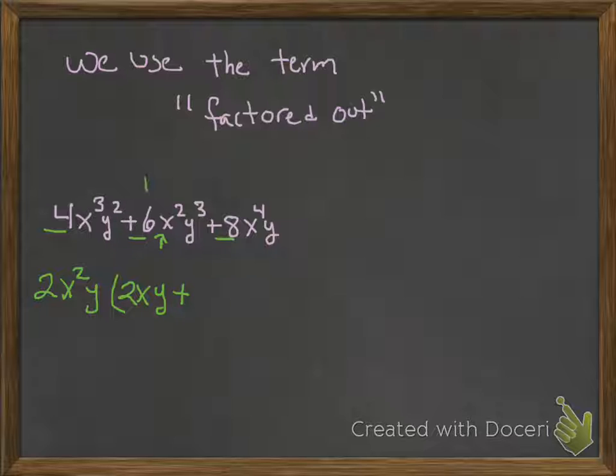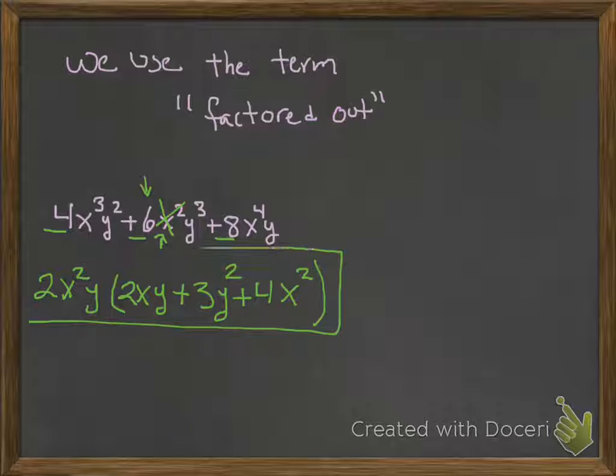Plus, now I'm here, 2 out of 6. 6 divided by 2 is 3. I'm taking out all of the x squares, so that goes away. And I'm taking out only one y out of 3 of them, so I still have y squared. Plus, 8 divided by 2 is 4. I'm taking out x squared, so I'm left with x squared. And I'm taking out the full y. And this is what our factored out equation would be. We cannot lower it any more than that piece.